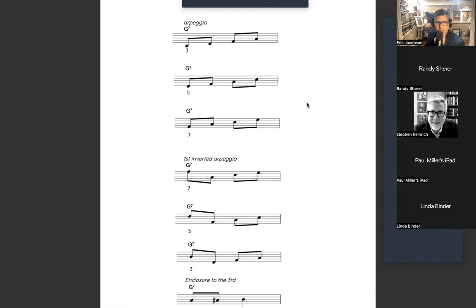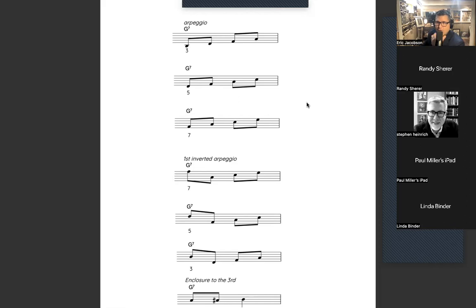So for an example, if I started on the 3rd of G7, that would be B. And to build an arpeggio, skip a 3rd from B to D. A 3rd from D up is F, and a 3rd up from F is A. And that sounds like this. So make sure you practice that. Understand the arpeggio of the 3rd of the dominant bebop scale, in this case in G7.